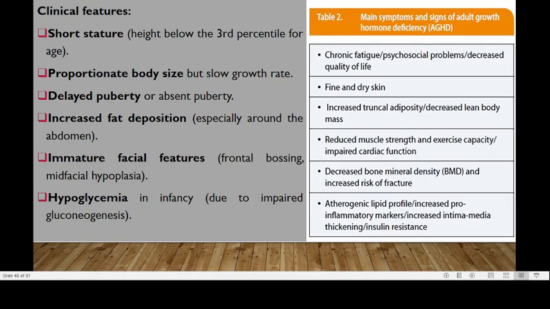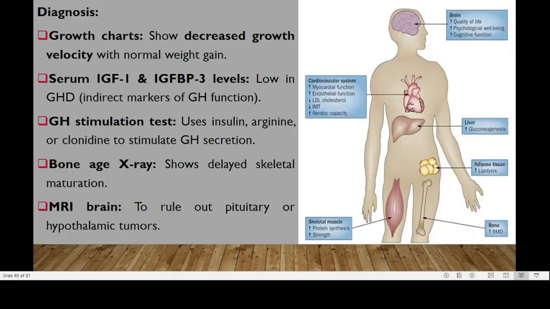In terms of manifestation, we have short stature, where the height is below the 3rd percentile for age, proportionate body size but slow growth rate. We have delayed or absent puberty, increased fat deposition, especially around the abdomen, immature facial expression, frontal bossing, and mid-facial hypoplasia. And then we have hypoglycemia in infants due to impaired gluconeogenesis.